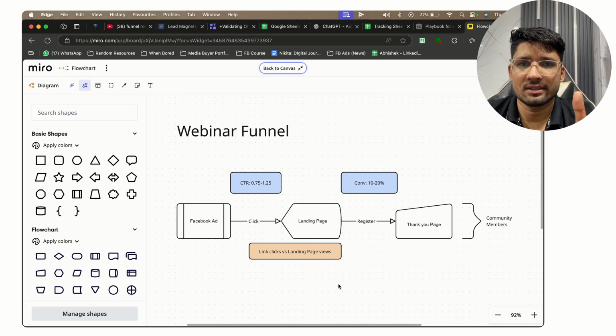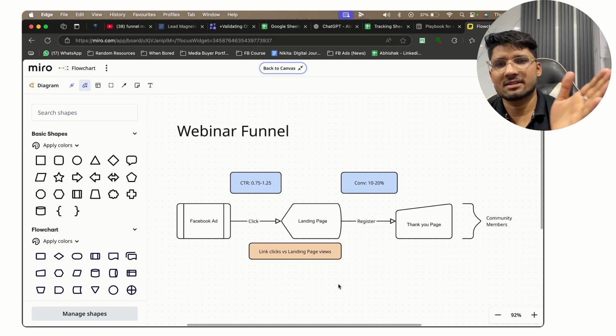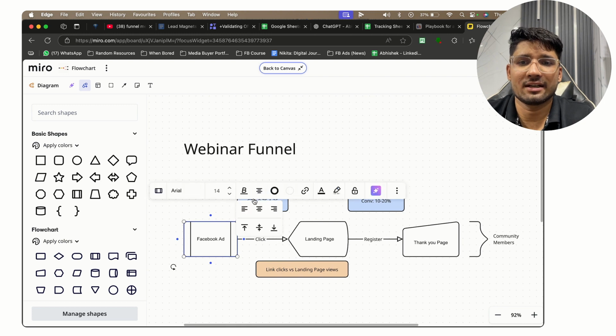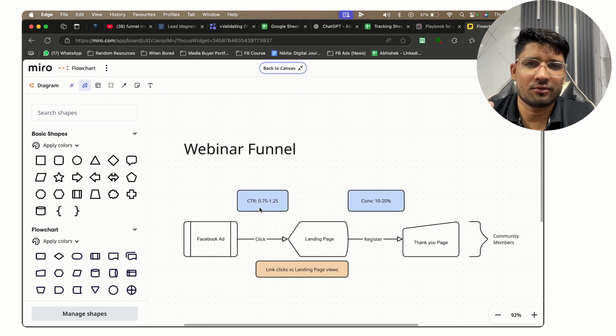We need to track a lot of things. I will be giving you a full insight from start to end, how exactly you have to track everything. But these are some basic pointers. When you are running Facebook ads, the CTR should be 0.75 to 1.5, and this is an average number that you should aim for. If your CTR is lesser than 0.75, that means you need to work on your hook. That means you are working with a very narrowed audience. So try to make the messaging better, and try to expand your audience.